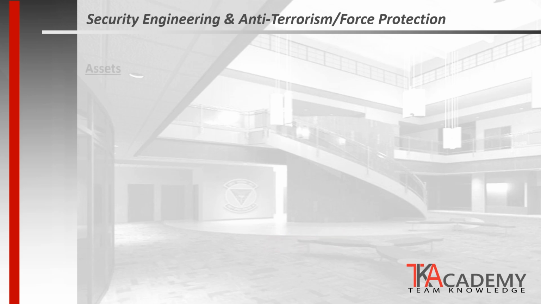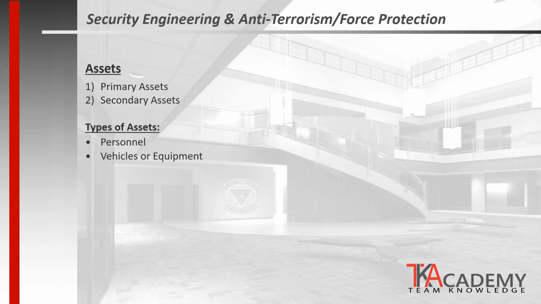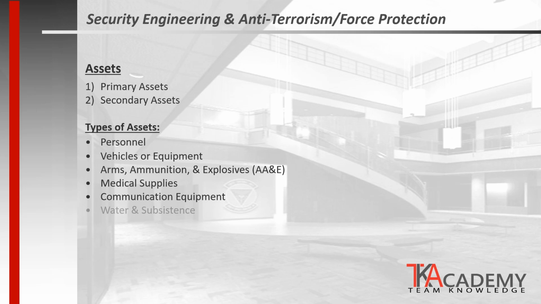We have been discussing the need to protect assets from aggressors and aggressors' tactics. Assets can be categorized into primary assets and secondary assets. There are different types of assets, although personnel is probably the number one asset for the protection of human life. Other assets may include vehicles or equipment, arms, ammunition, and explosives, AA&E, medical supplies, communication equipment, water and food, and information.